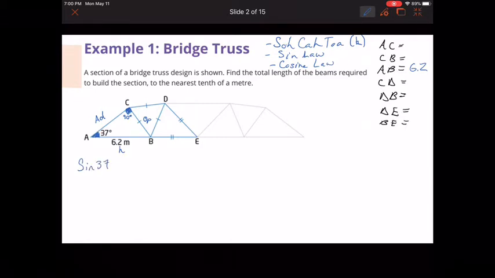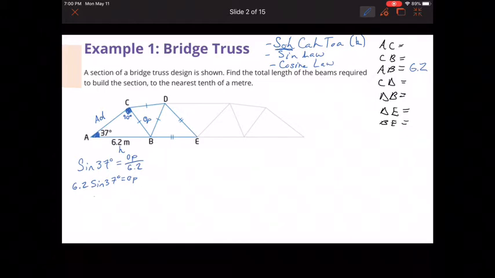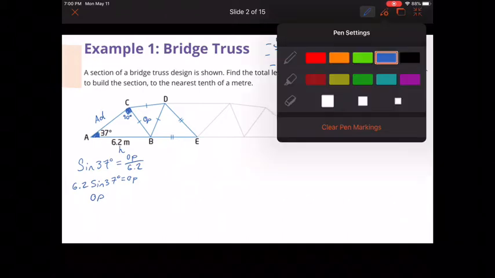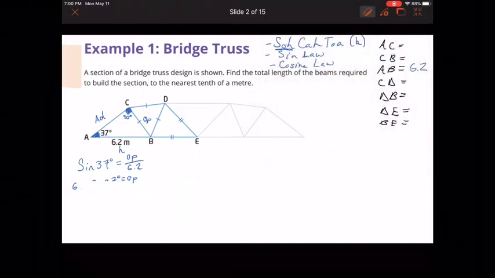of 37 degrees equals opposite over hypotenuse. Sine equals opposite over hypotenuse. So my opposite is what I'm trying to find over 6.2. I can rearrange my formula. 6.2 times sine of 37 degrees equals my opposite, which is side CB. And that all works out to my opposite. Actually, I'm going to switch. Oh, it's too big.